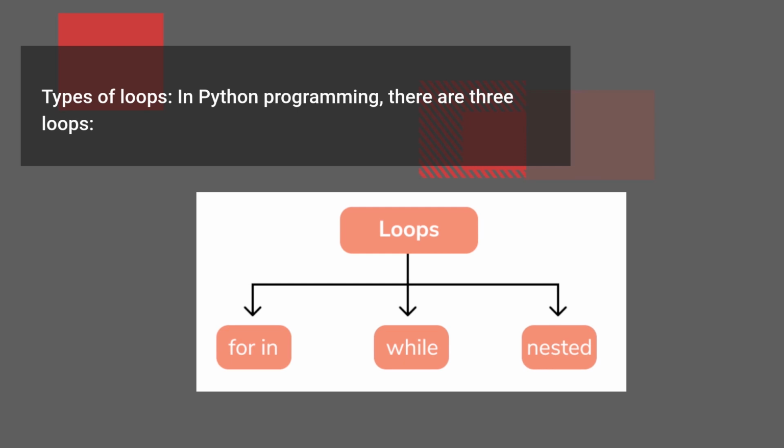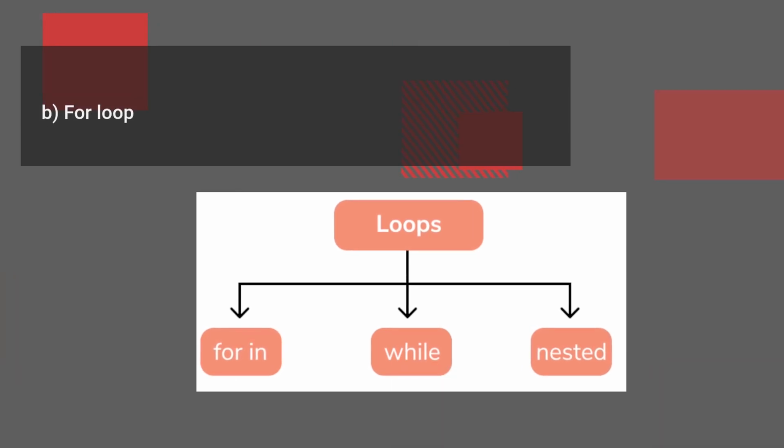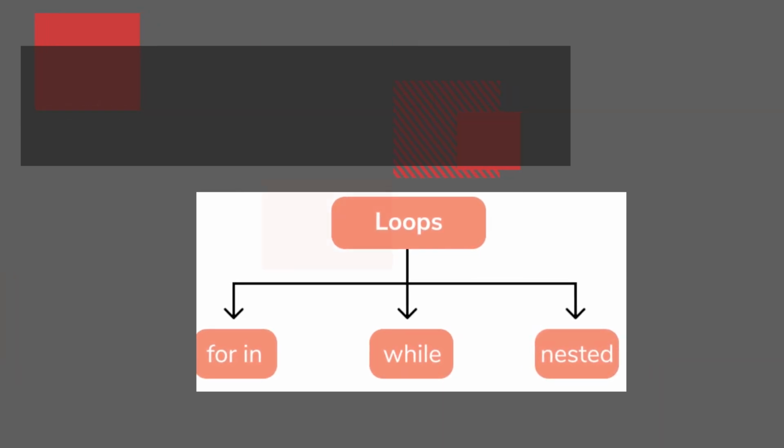Types of loops. In Python programming, there are three loops. A. While. B. For loop. C. Nested loop.